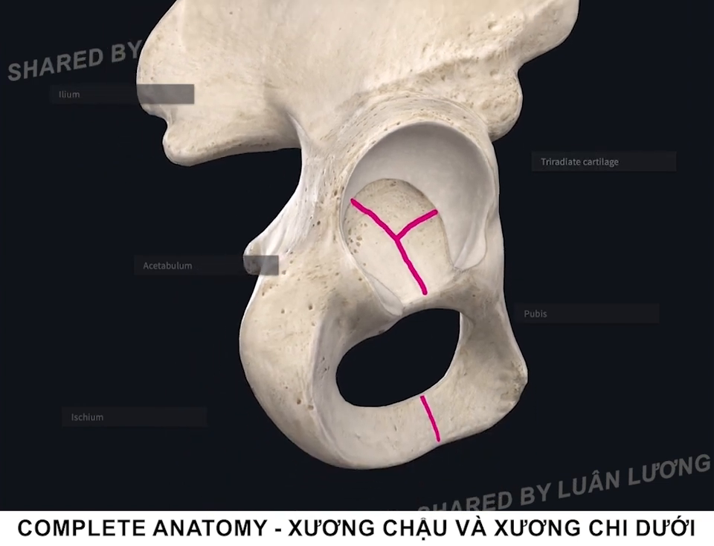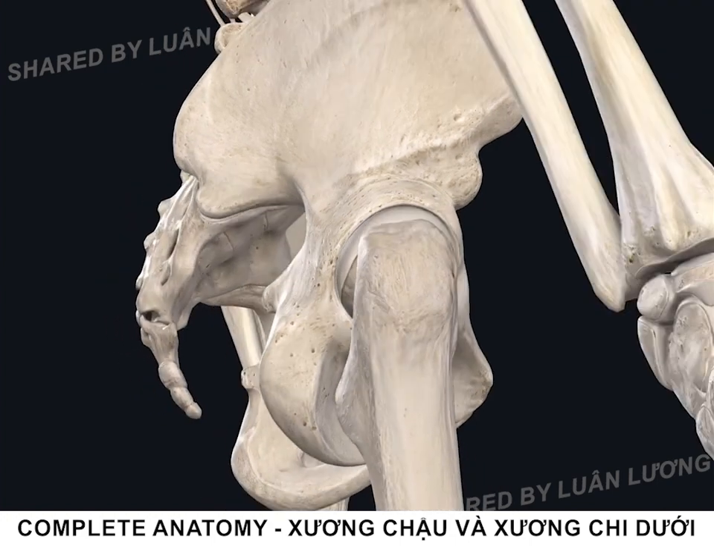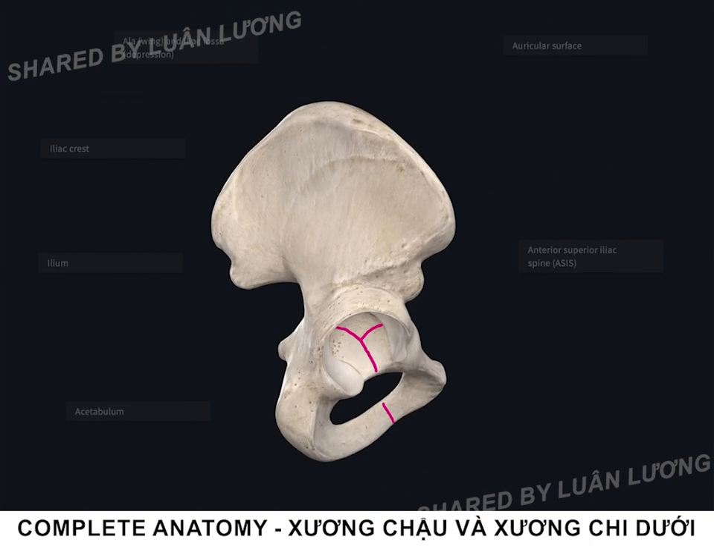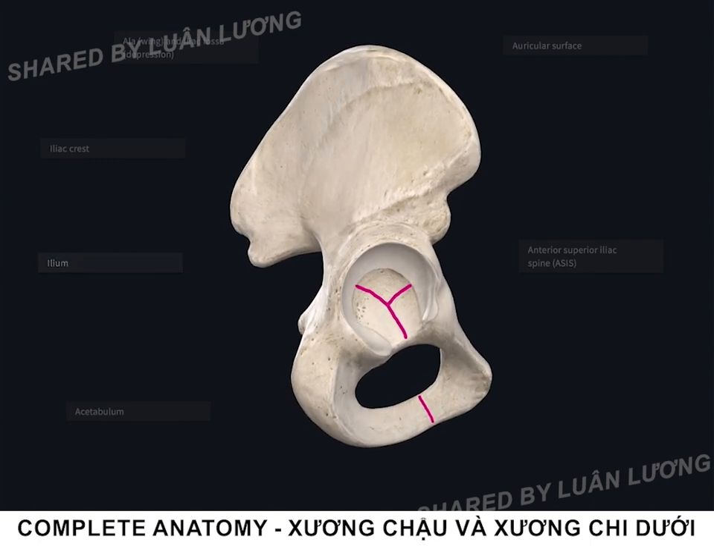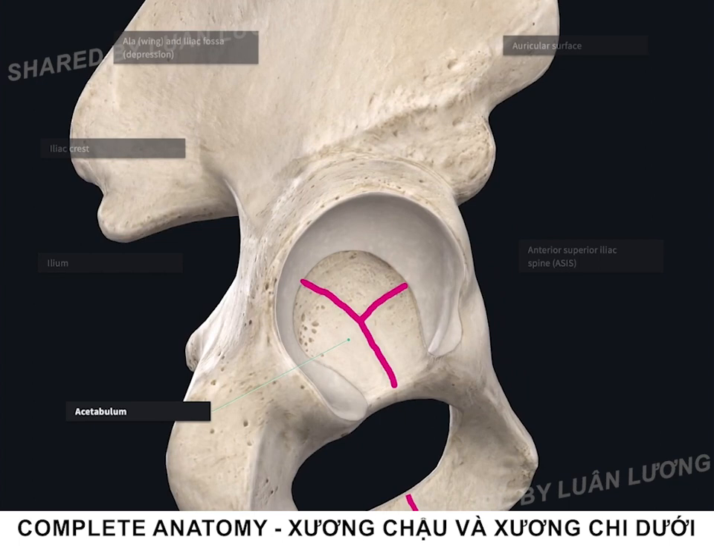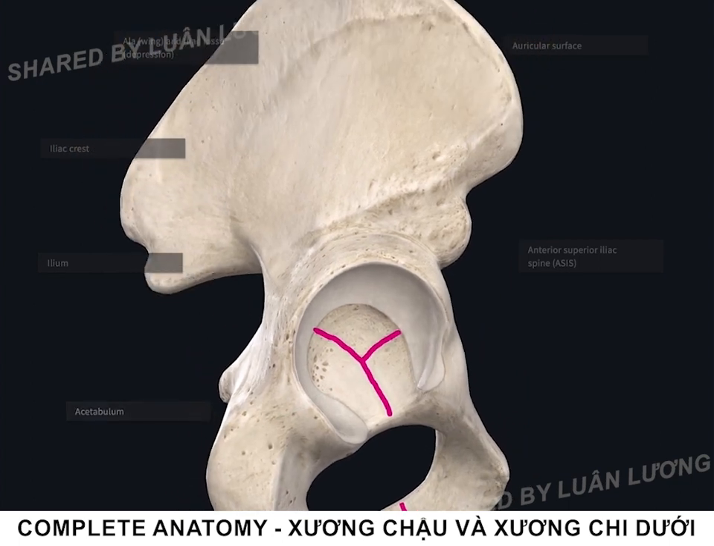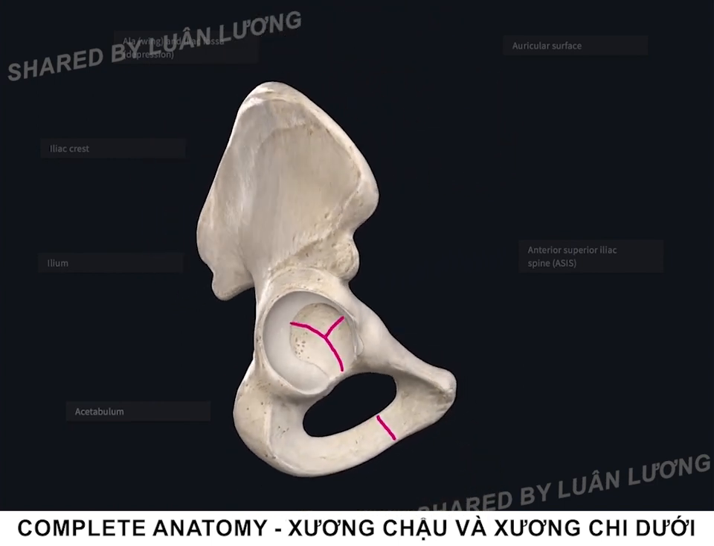Let's now take a closer look at each of these bones individually, beginning with the ilium, the most superior of the 3 bones. The ilium is a broad, flat bone that extends superiorly up above the superior aspect of the acetabulum. So it does form an aspect of this cup-like depression, but the majority of the bone extends up above what we refer to as the hip joint.